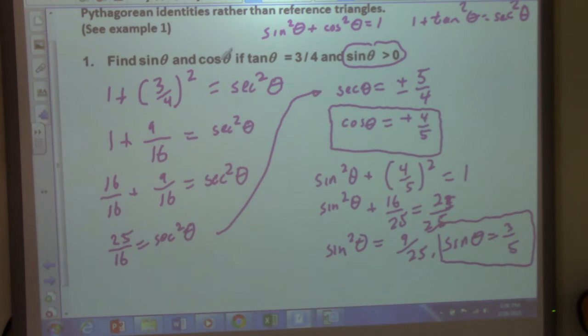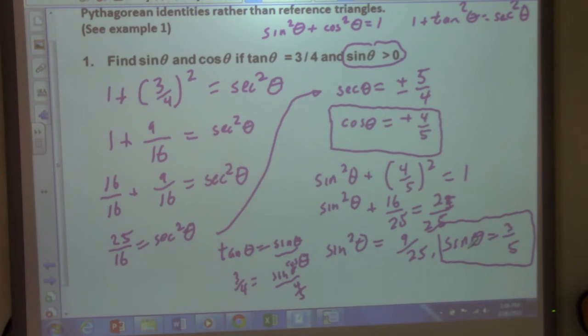And what happens is you got another thing that could help you out, is you have tangent theta is equal to sine over cosine. And so what you have is if you want to find sine, you can take your cosine, which you have here. So you have tangent, which is 3/4 equals sine over 4/5, and just multiply that out, and you'll get 3/5 when you do that.